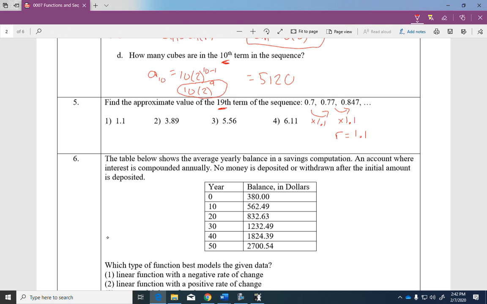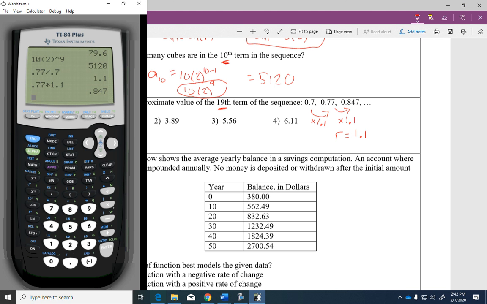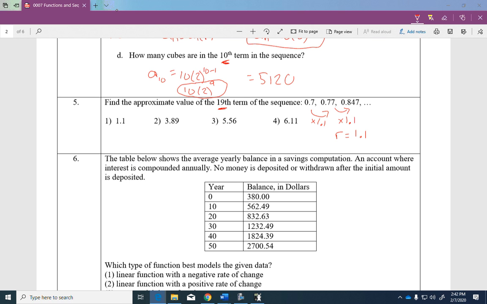So instead of constantly multiplying by 1.1 on my calculator, I mean, I could keep on doing times 1.1. That's the next one, times 1.1 times 1.1. You know what? That's kind of a waste of my time. It's so easy to write the explicit formula. A sub n equals the first term times the common ratio to the n minus 1 power. And I want the 19th term, so I'm going to plug a 19 in for that n.